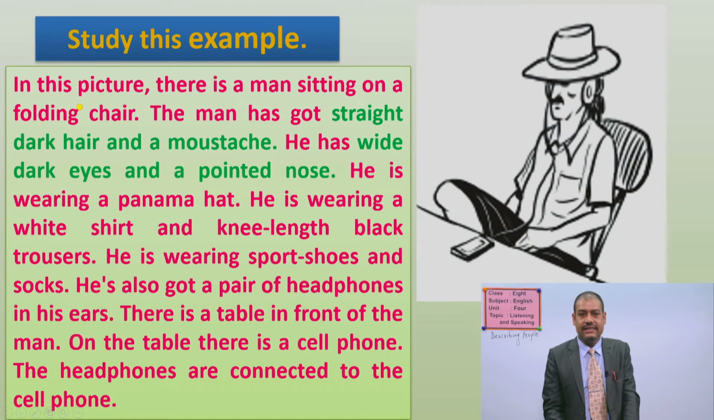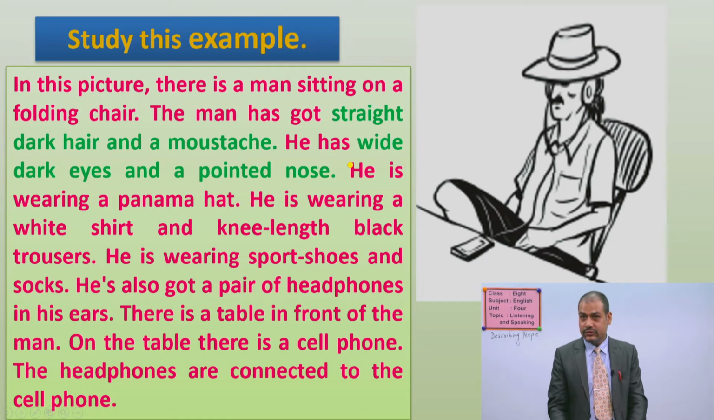See, in this picture, there is a man sitting on a folding chair. Okay, once again, I like to repeat, please you also read with me. In this picture, there is a man sitting on a folding chair. The man has got straight dark hair, see, straight dark hair, okay, and a mustache. See, here is mustache, do you know the meaning of mustache? For example, this is my mustache, okay. What type of mustache do I have here? See, this man has a mustache. He has wide dark eyes, and a pointed nose. See, his nose is pointed one, okay, here.